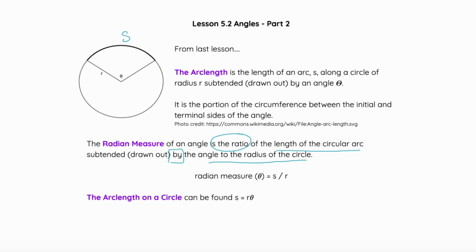And depending upon what value we are in need of, we can also find the arc length of a circle by solving this formula for S. Thus, we could take theta equal to S divided by R, multiply both sides by the radius, and thus the arc length can be found by taking the radius times theta, which is this formula found here.